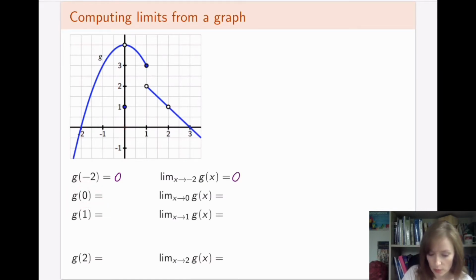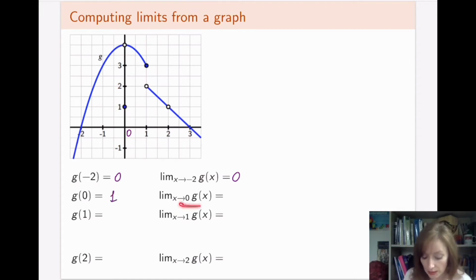Excellent. The next one, g of 0. Well, 0 is over here. Actually, I'm going to label this here. So g of 0, I'm going to go up on x equals 0 and look for where the function is, or where it exists. And it exists right here. This is the filled in dot, right? This is a hole. So my g of 0 is actually equal to 1. That's where the function at 0 is computed.